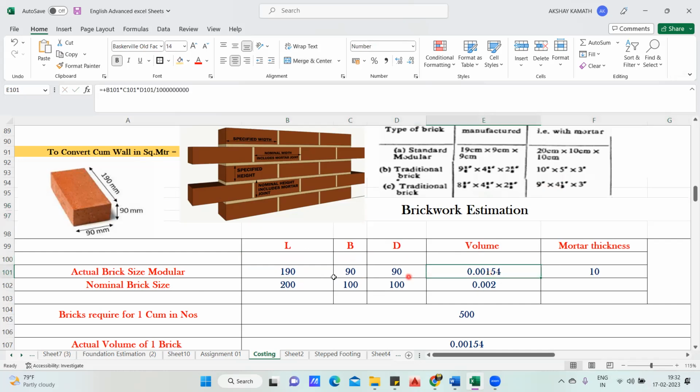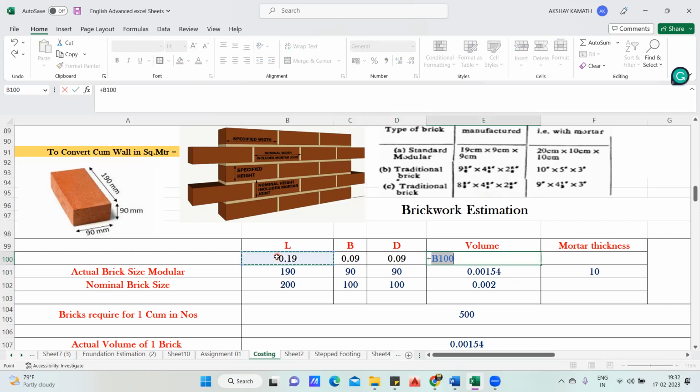So first you find the volume of this. This is in mm, this is in mm, this is in mm. I want the volume in meters. So what I have done is 190 by 90 by 90, and then you divide this entire thing by this much. Or you can do one more thing: instead of writing in mm, you can write in meters also. So it will be 0.19, 0.09, and 0.09. Now you multiply this: 0.19 multiplied by 0.09 multiplied by 0.09, and you'll get the same answer. It's totally up to you how you want to write it.